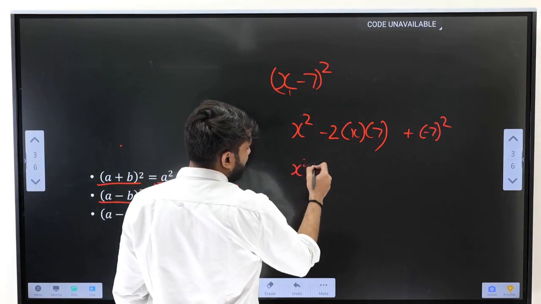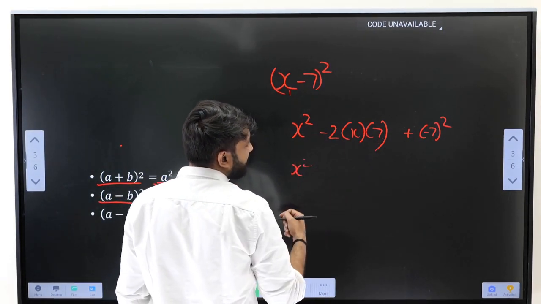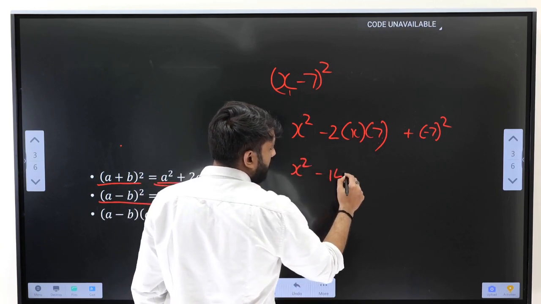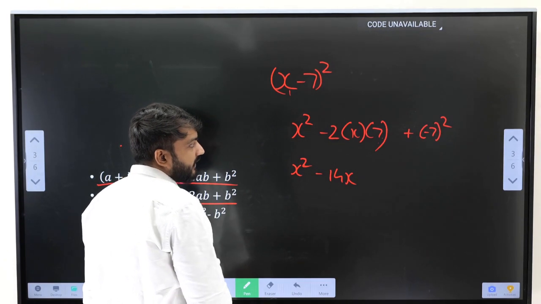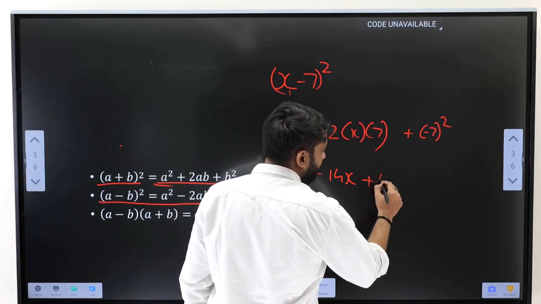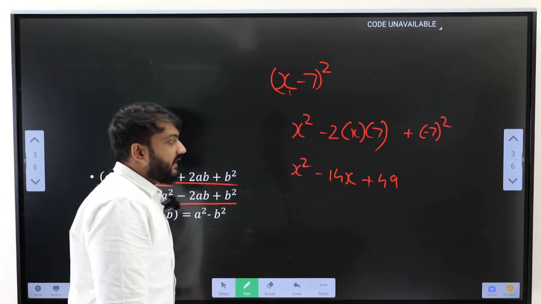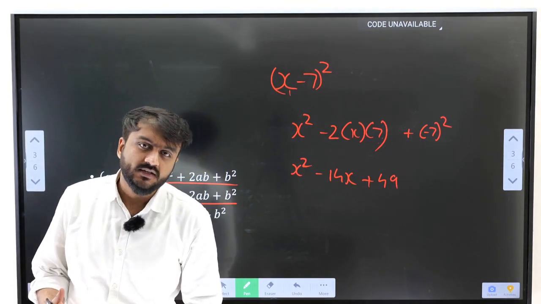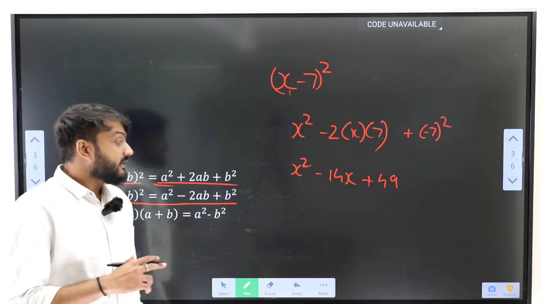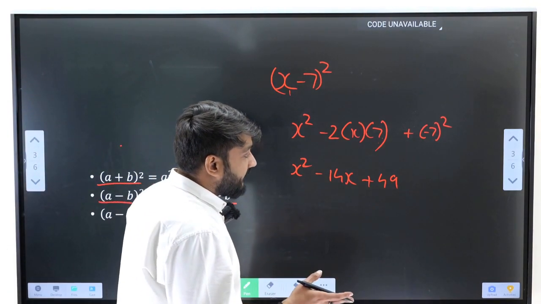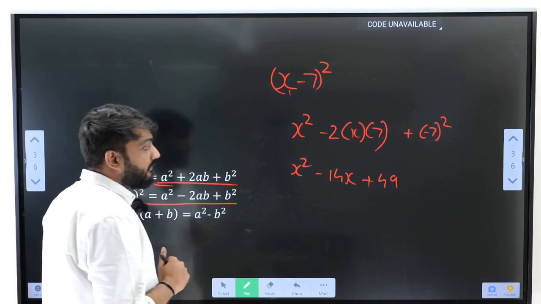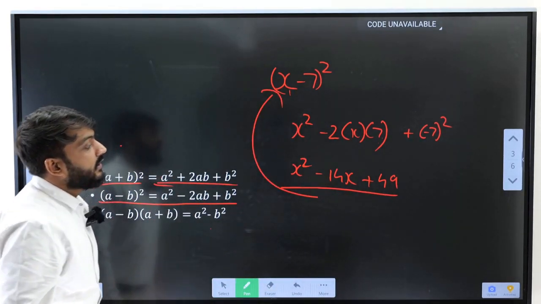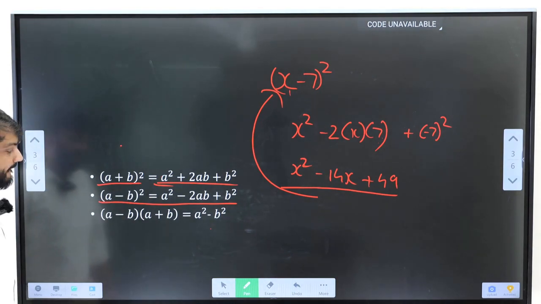So square of x, x squared; 2 into 7 into x is 14, but with a negative sign, so negative 14x, plus 49, because the square of 7 is 49, or even the square of negative 7 is 49. So x squared minus 14x plus 49 will be the expansion of (x minus 7) the whole square, right?